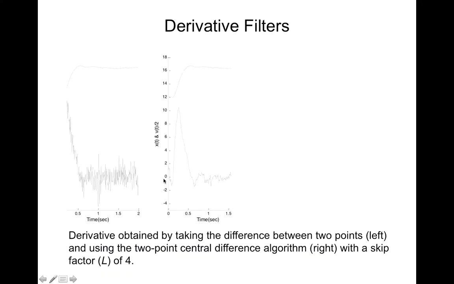This one has a skip factor of 4, and you can see there's some considerable smoothing that's done in this peak. So here you could take the length of the peak, and that would basically give you some idea of the rise time associated with the response.